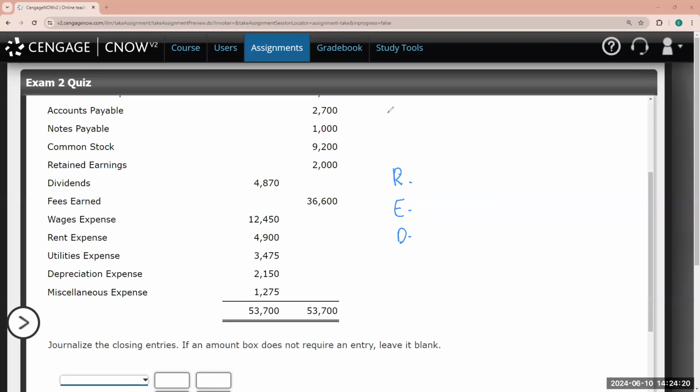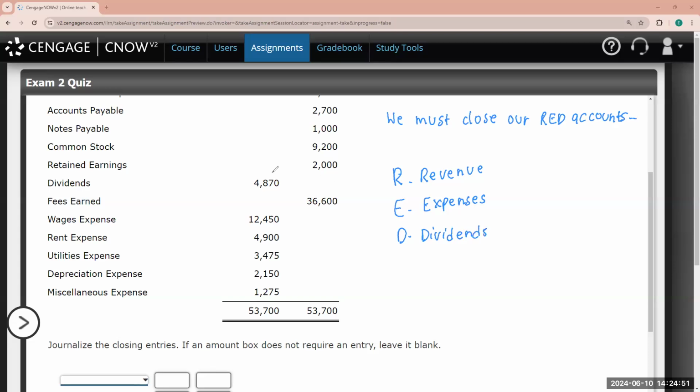So we must close our red accounts. And keep in mind, these are temporary accounts. R stands for revenue. E stands for our expenses. And D for our dividends.